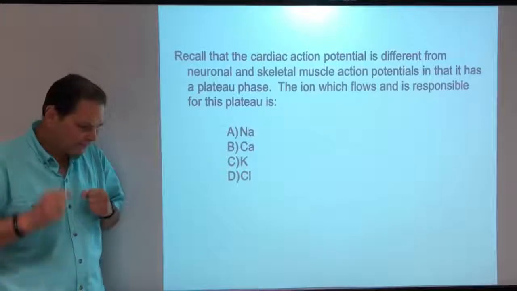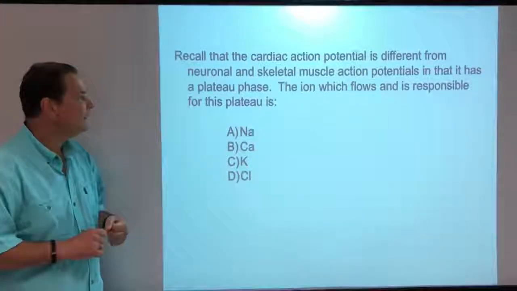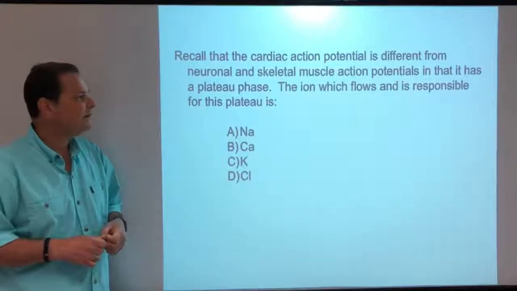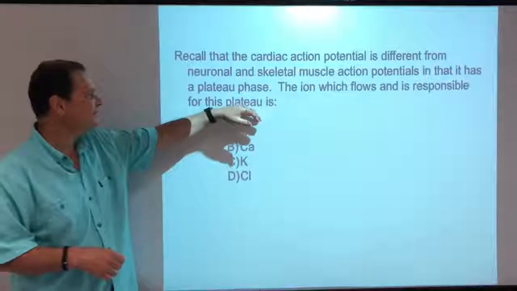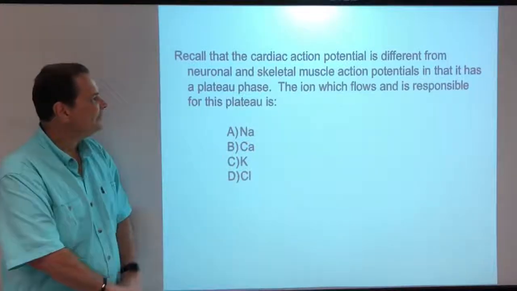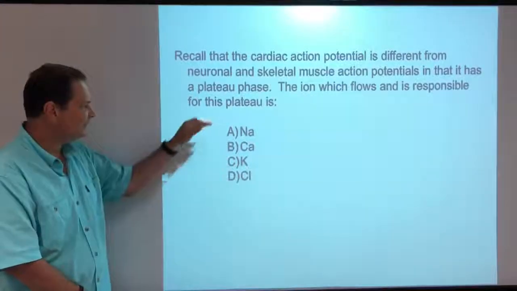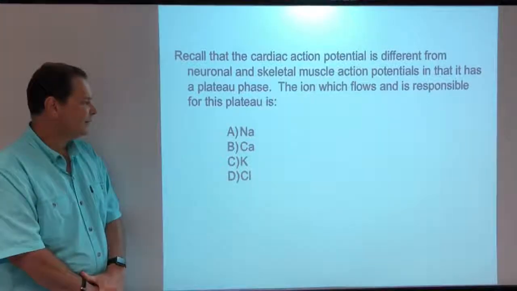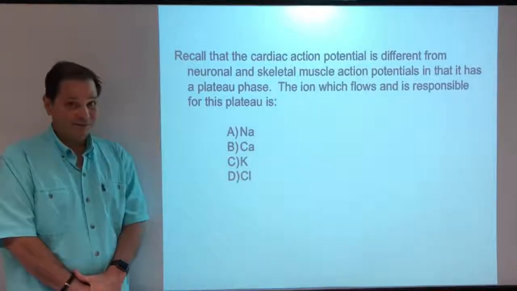So, all right, first, a little review. Now, I know you haven't had the action potential in any depth yet, but we've introduced it, and so you guys know sort of what the shape is. There's a plateau on this thing. And the ion which flows and is responsible for that plateau is which of the 4? If you want to pause here and think about it, go ahead. And now I'm going to give you the answer.